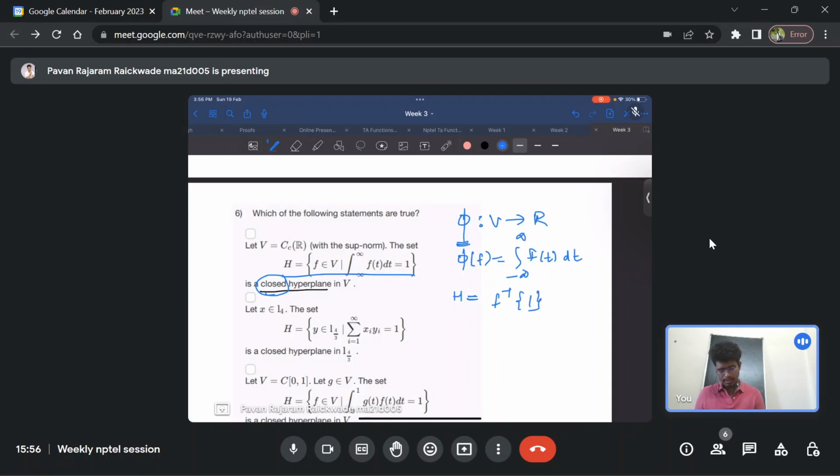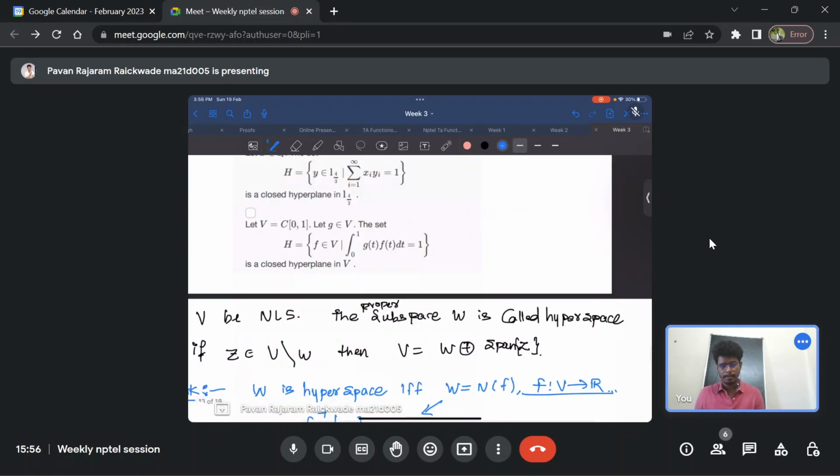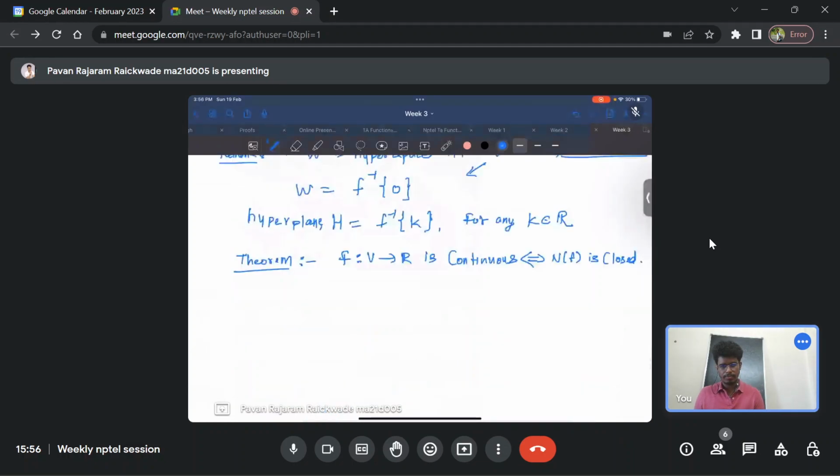Is it fine? Like with this theorem, has sir explained this theorem in the class or not? Okay, I'll just give the proof. Maybe we'll discuss the other option later.